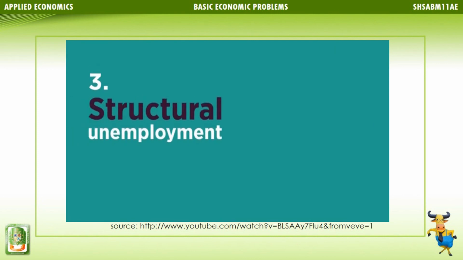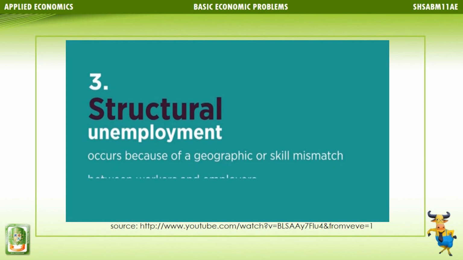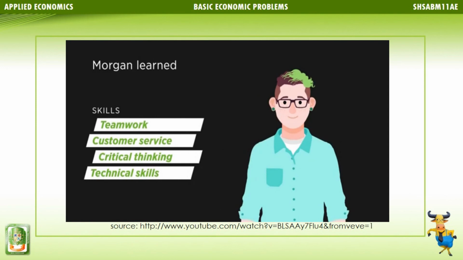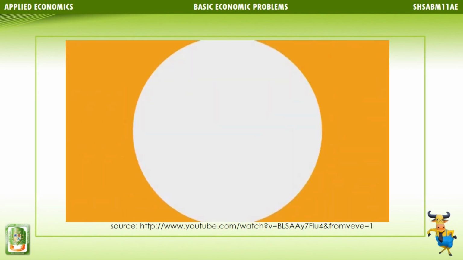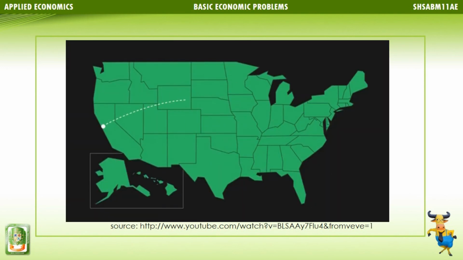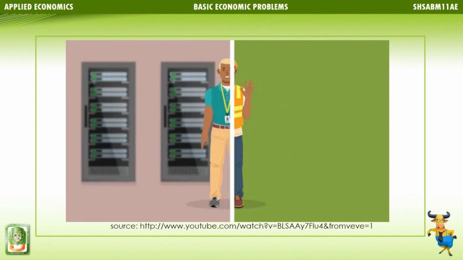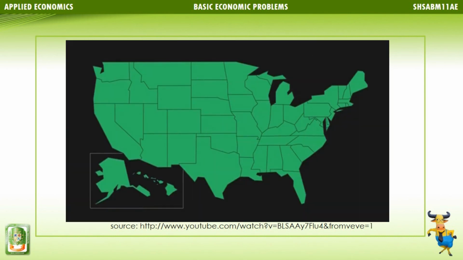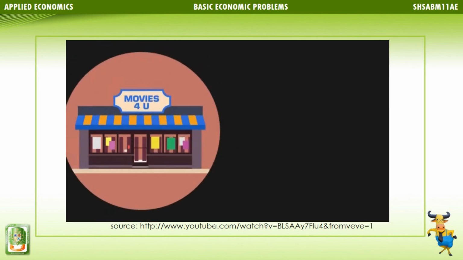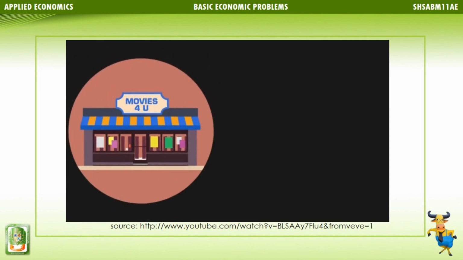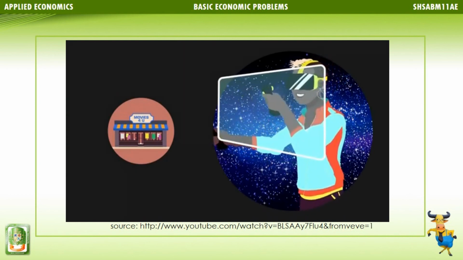Structural unemployment, the third type of unemployment, occurs because of a geographic or skill mismatch between workers and employers. This means workers must either learn new job skills, or they must move to a location where jobs that require their skills are more plentiful. This might require an unemployed construction worker to retrain as a computer technician, or an unemployed auto worker in Michigan to move to Tennessee.